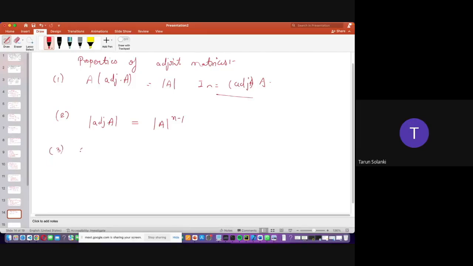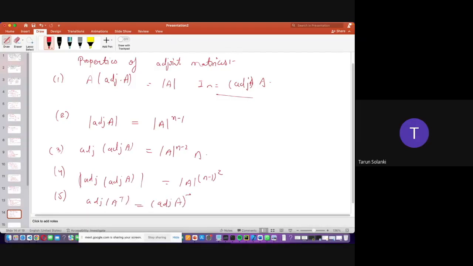Third, adjoint of adjoint A is mod A to the power n minus 2 of A. Fourth one, mod of adjoint of adjoint A will be mod A to the power n minus 1 whole square. Okay. Property number fifth, adjoint A transpose is adjoint A of transpose.